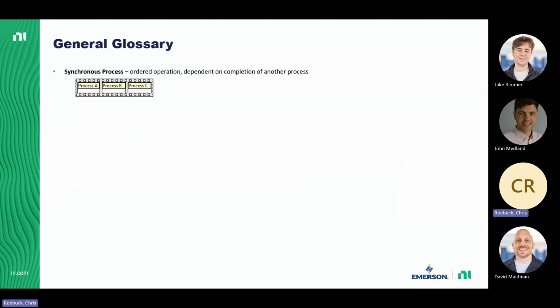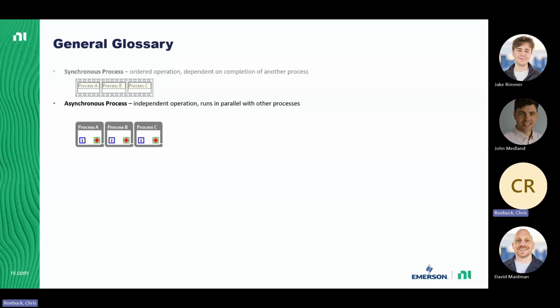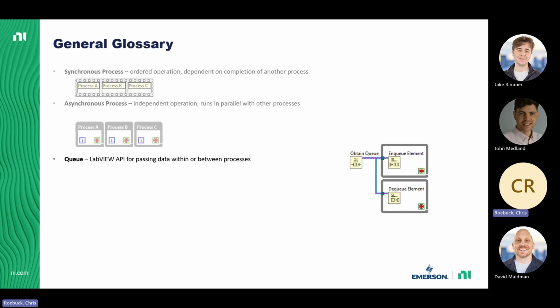So, a synchronous process is basically when we've got an ordered operation that depends on completion of another process. If we take the simplest example of the flat sequence structure, we can't carry out process B until process A is completed. Likewise, we can't carry out process C until A followed by B is completed. An asynchronous process is completely independent operations running in parallel with other processes. Process B does not depend on process A having completed, nor does process C depend on either of the other two. They are completely asynchronous and independent.